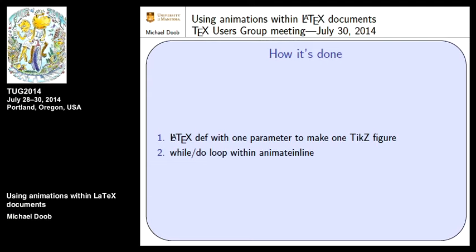do the whole thing as a while-do loop in the animateinline, so that all the animateinlines run properly, and the whole thing works. So that's another example. Incidentally, as I said, there's sort of a meta problem here, which is that what you're actually looking at is a single PDF file I'm projecting.